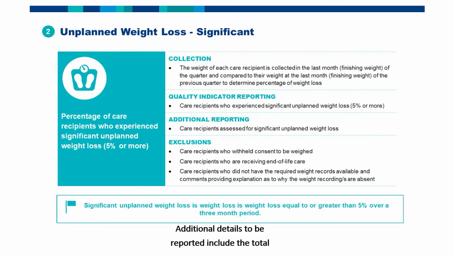Additional details to be reported include the total number of care recipients assessed for significant unplanned weight loss, while exclusions for the significant unplanned weight loss category include care recipients who withheld consent to be weighed, care recipients who are receiving end-of-life care, and care recipients who do not have the required weight records available. Here, comments should be provided explaining why weight records were absent. For the purposes of the QI program, unplanned weight loss is where there is no written strategy or ongoing record relating to the planned weight loss for the care recipient.